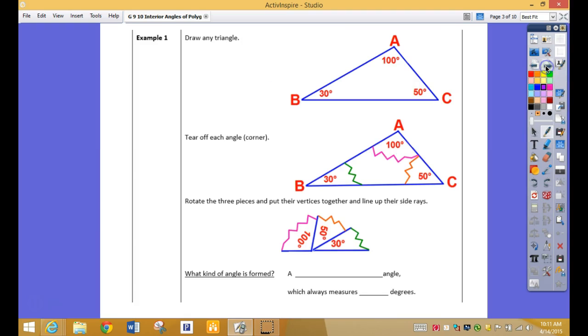We used our protractors and we measured all of our angles, and everybody came up with some the same, some different. Then we tore our corners off, each vertex off, and we took the three vertices and put them together. No matter which of the three ways you rearrange them, it makes a straight angle. What does a straight angle equal? 180 degrees.